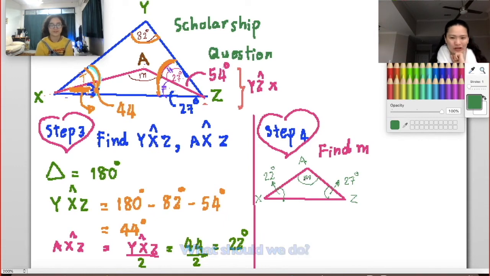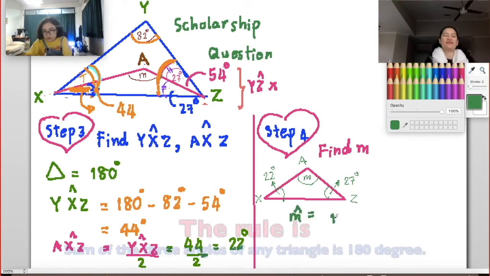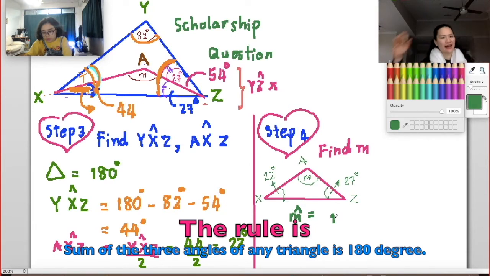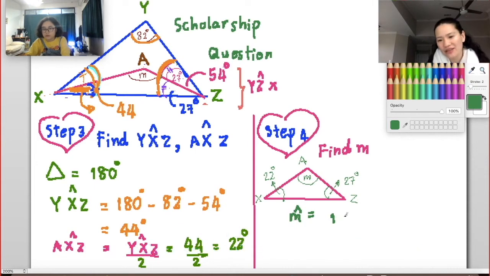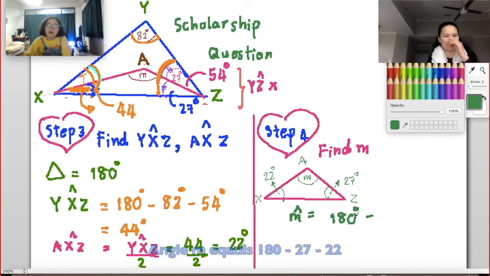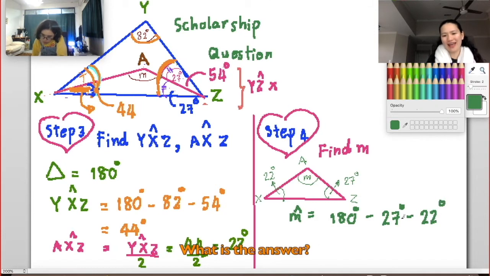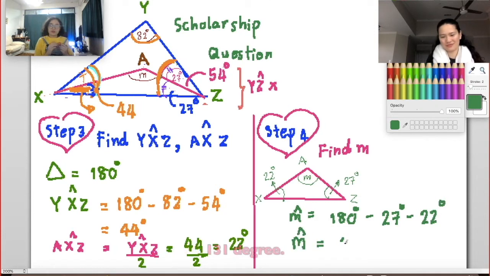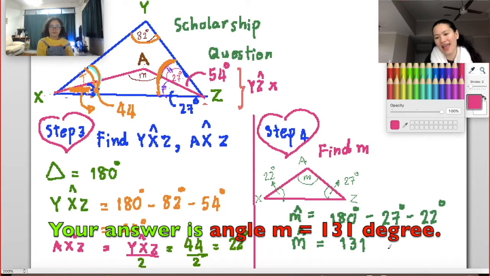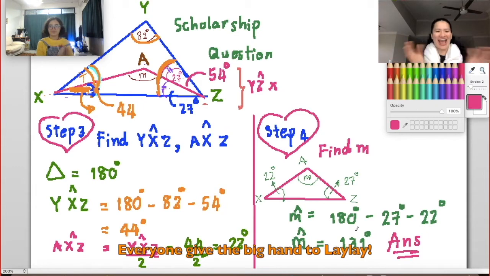What should we do? So M equals, by the rule or principle that in a triangle, all of the angles in total are 180. So it's equal to 180 minus 27 and minus 22. So what is the answer? 131. Yeah, that's correct. So your answer is M equals 131. Everyone give a big hand to Leila.